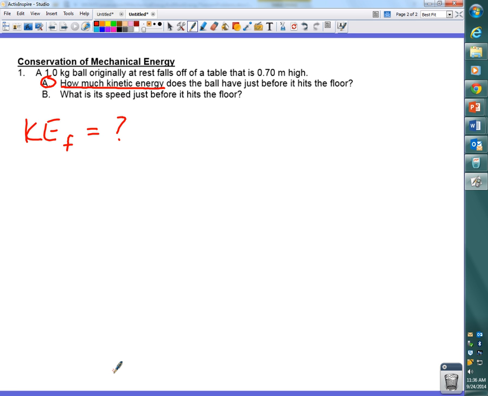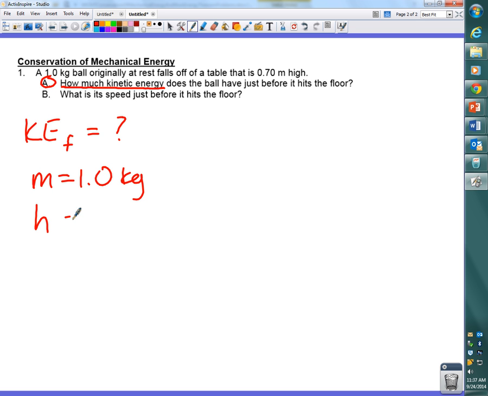Okay, good. What about the ball? So that's going to be the mass of the ball, right? We know that. We have that information. What else do we know? What other information did they give us in this problem? Tyler. Okay, so if it's 0.7 meters high, that's going to be a height, right?